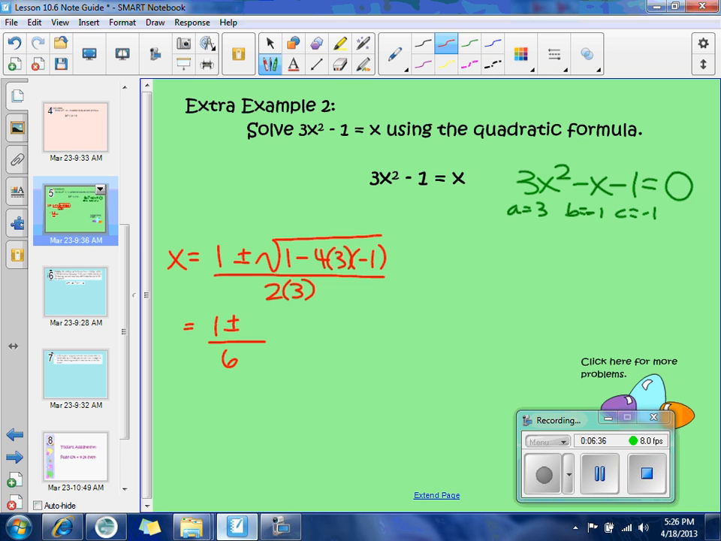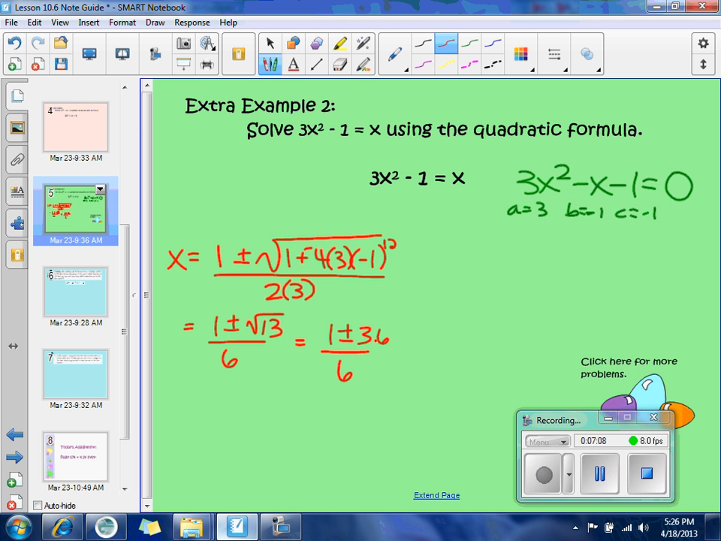Now let's look at the other stuff. I have negative 4 times 3, which is negative 12, times negative 1 is positive 12, right? All of that's positive 12, plus 1 is 13. I need the square root of 13. I know that's not going to be pretty. So this is actually going to be 1 plus or minus the square root of 13. I'm using a calculator right now, and so should you. You get something about 3.6, but it's got a lot of digits behind it.